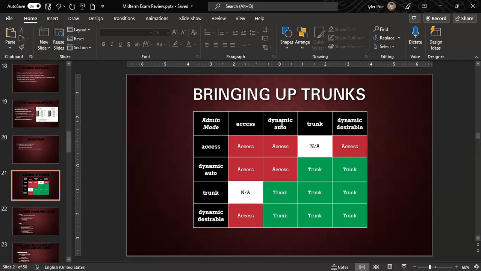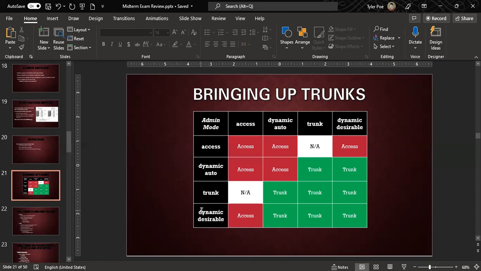The second mode is dynamic auto. This port will by default act as an access port, but if the other port is set to actively try to trunk, this port will become a trunking port. So dynamic auto on one side and access on the other will cause both ports to be in access mode. Two dynamic autos will act as access ports, no trunking whatsoever. However, a port explicitly set to trunking mode and one set to dynamic auto will cause trunking to occur.